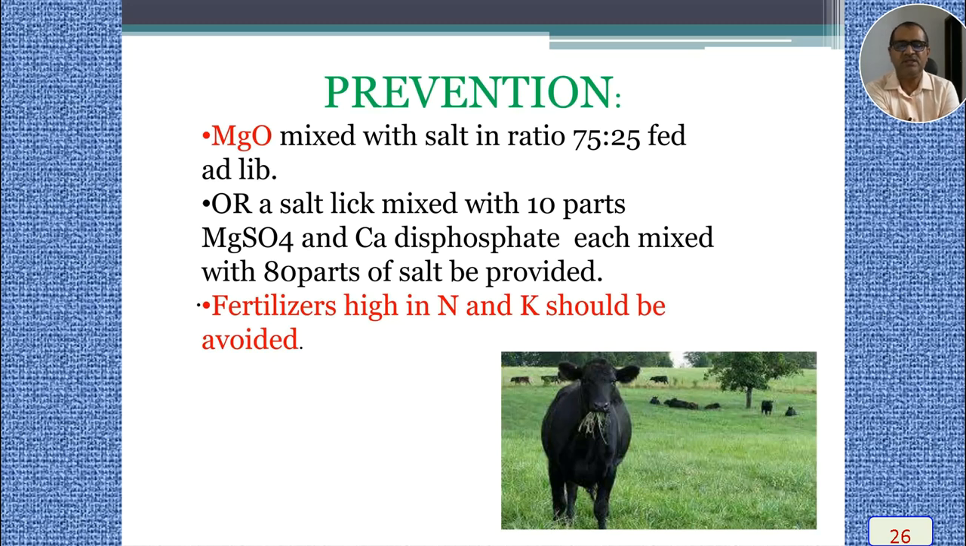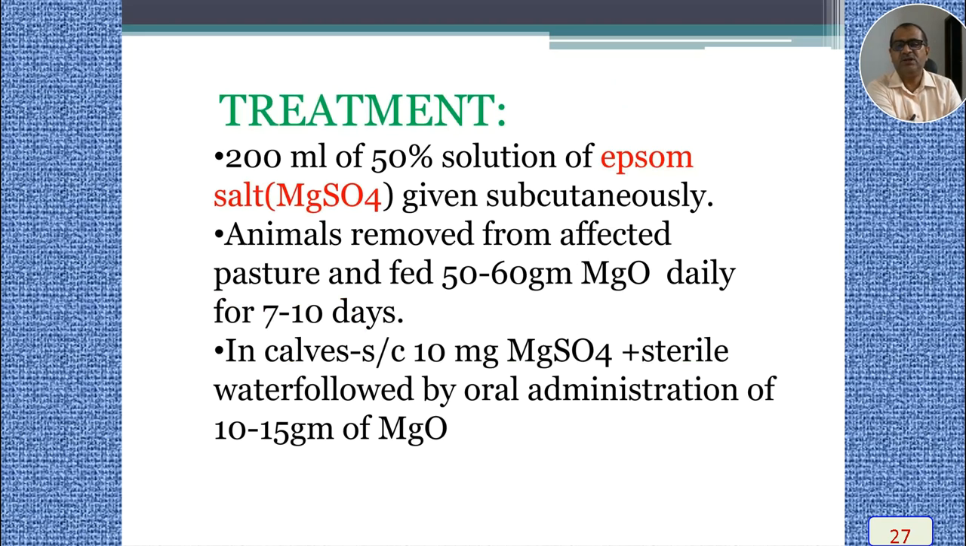Fertilizers very high in sodium and potassium should always be avoided, as they will cause toxicity or aggravate the condition more and more. Treatment of hypomagnesemic tetany is 200 ml of a 50% solution of Epsom salt or magnesium sulfate, or many times calcium magnesium borogluconate is also a better choice, but it has to be administered very slowly.